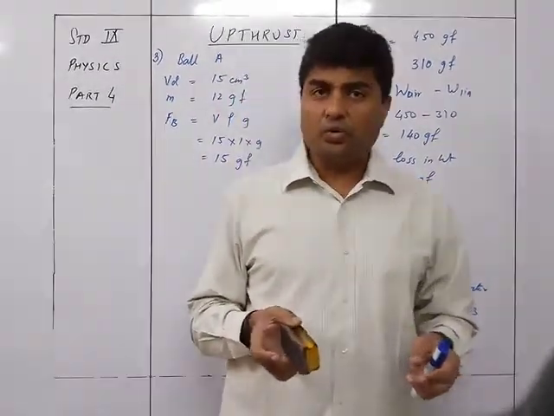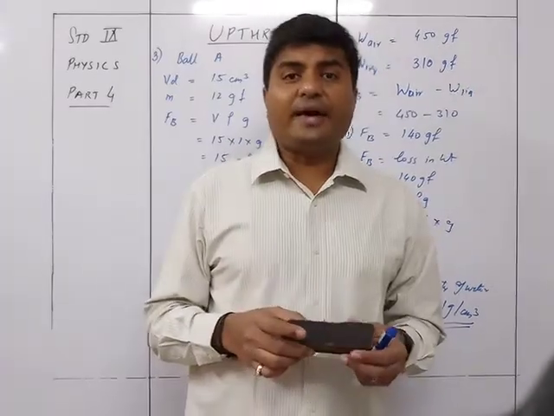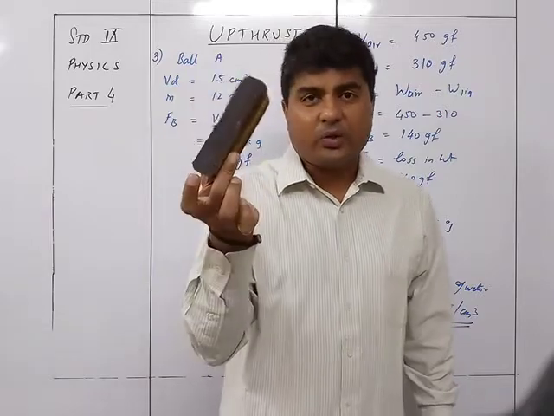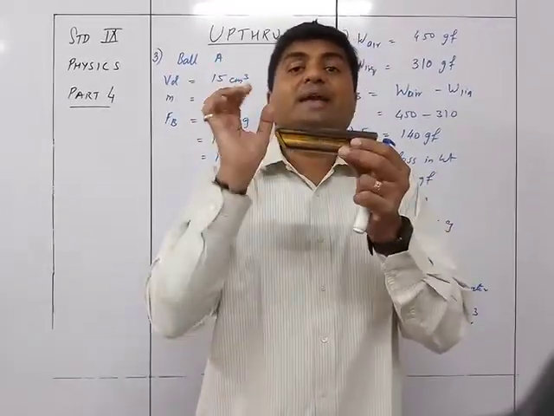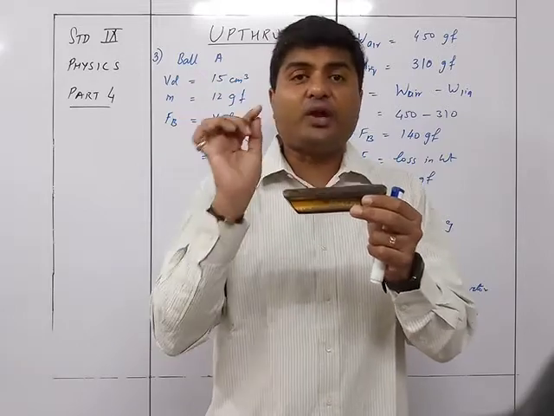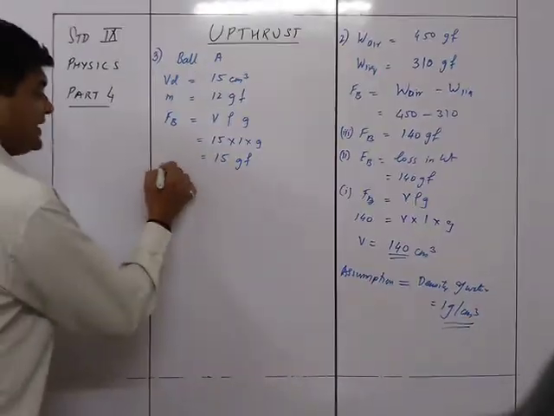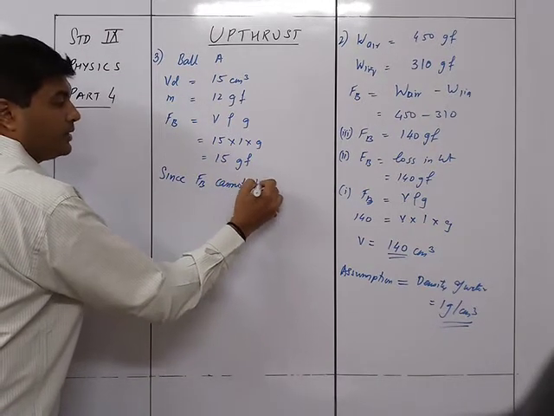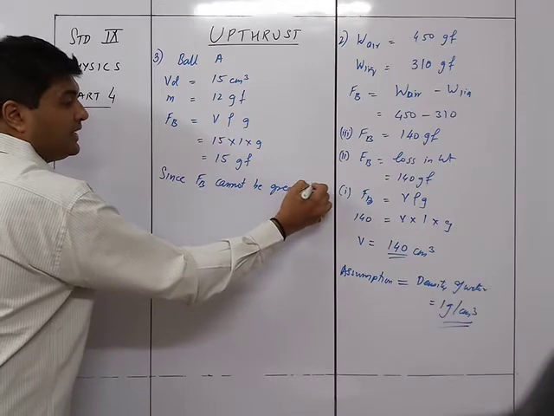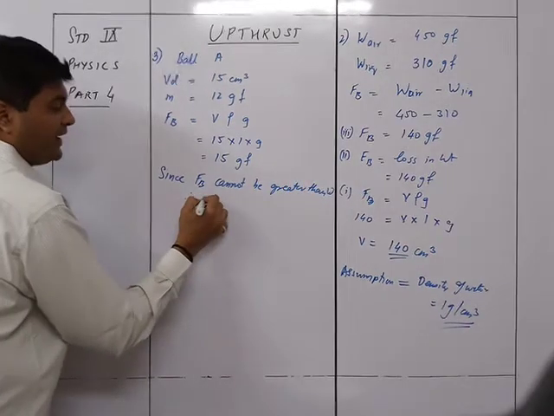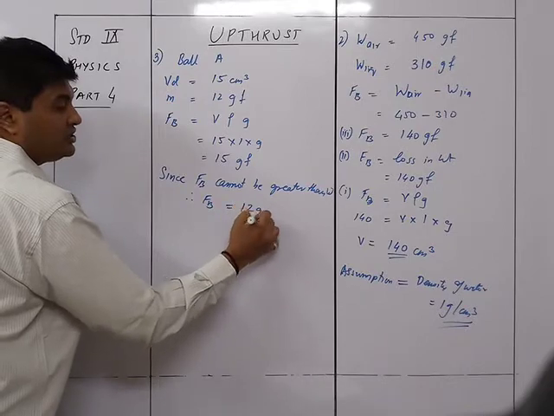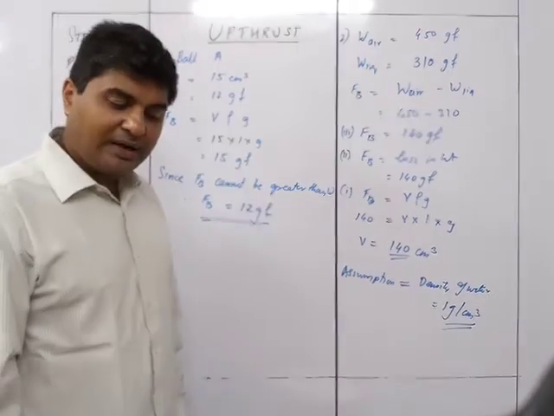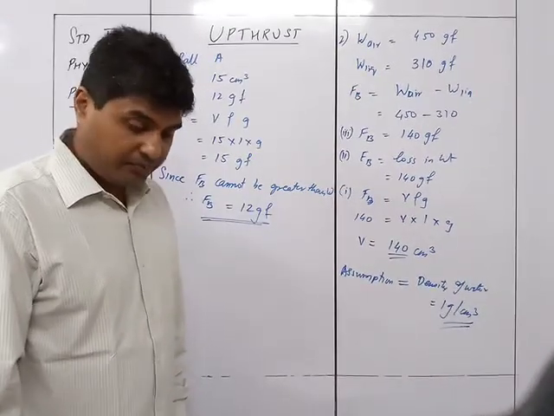But does it fly in the air? No, not at all. Why doesn't it fly in the air? Because my upthrust will be only till the time it is in contact with the water, and hence the upthrust can never be greater than the weight of the body. So here we can say, since FB cannot be greater than W, therefore FB is equal to 12 GF. That's in the first case. So the FB of the first ball is 12 GF.